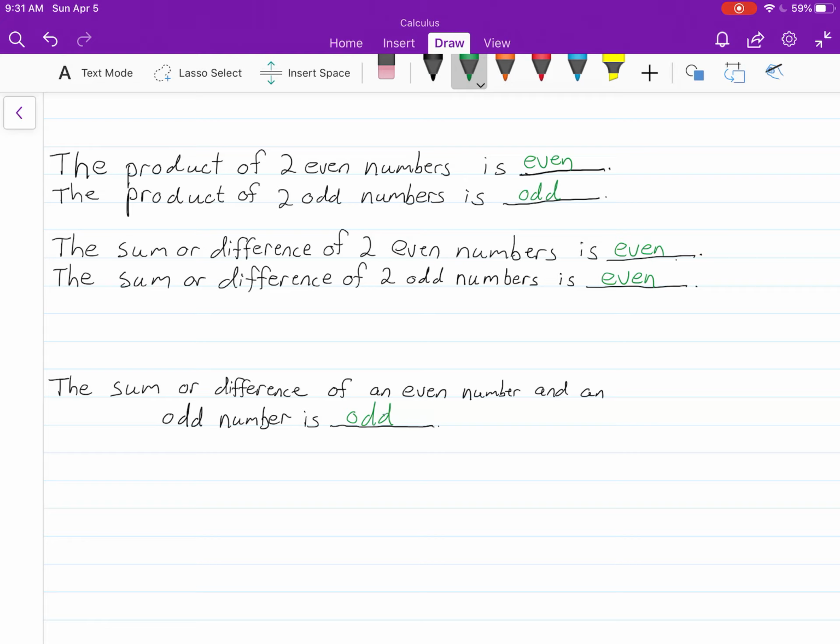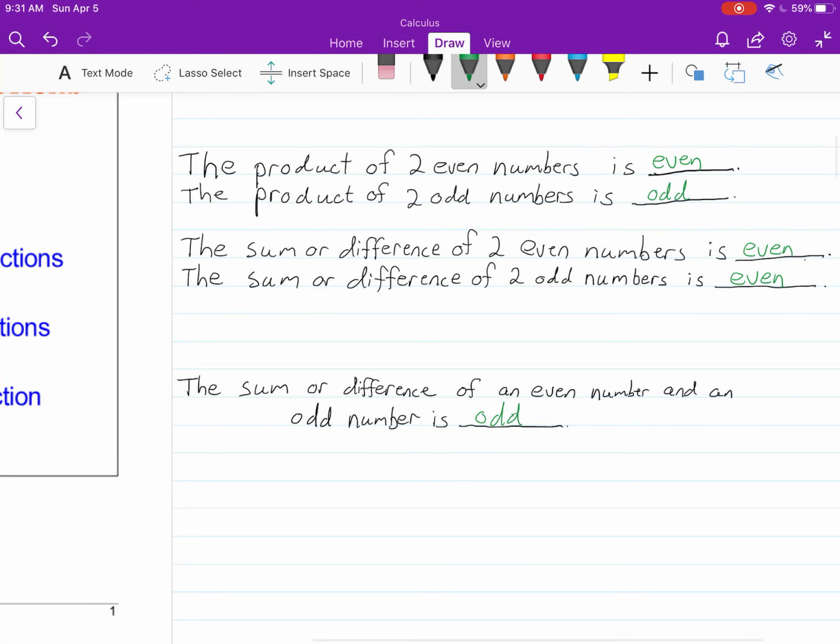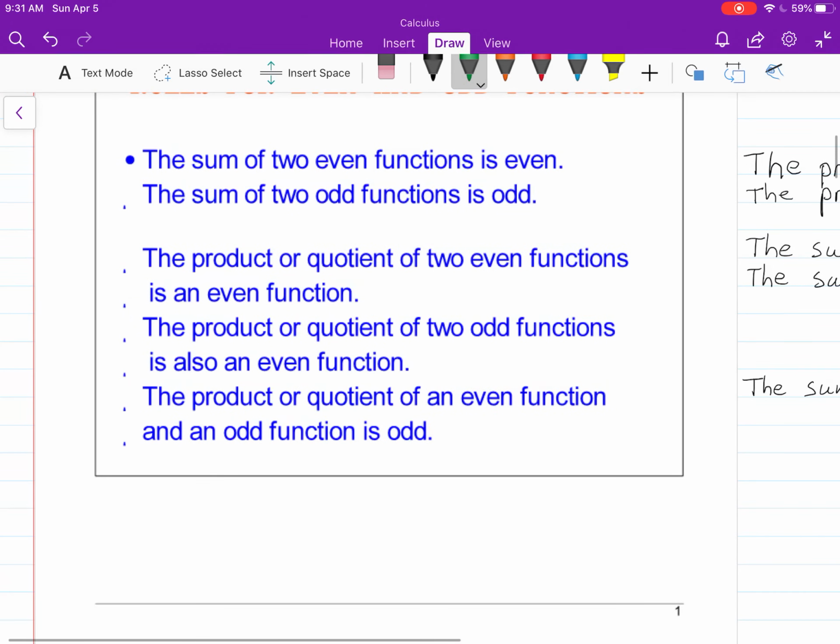Now these simple ideas with numbers look a lot like what we'll talk about with functions today. It's not going to be that the products are the same, even or odd, but some of the same ideas to look at. So here we go. The sum of two even functions is still even. The sum of two odd functions is still odd. The product or quotient of two even functions is an even function. Product or quotient of two odd functions is still an even function.